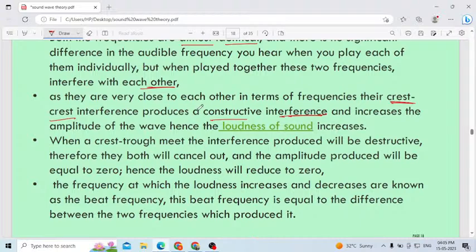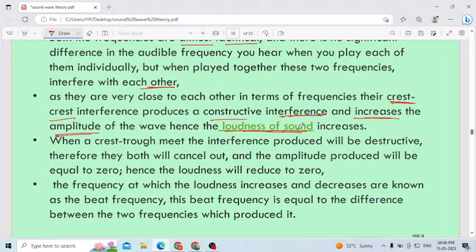Then what changes happen in constructive interference? The amplitude of the wave increases. Hence the loudness of the sound increases. Therefore it leads to loudness, otherwise heaviness. Loudness of the voice results because two waves, crest and crest, interfere. That type of interference we call a constructive interference.